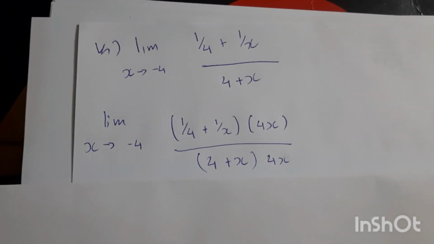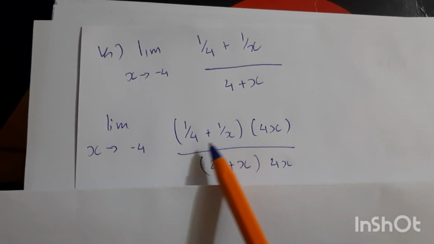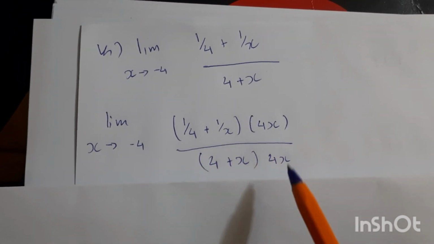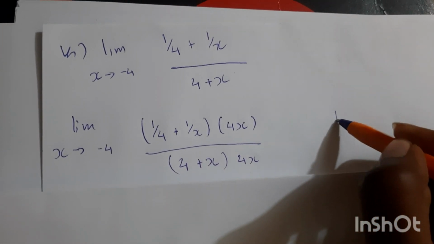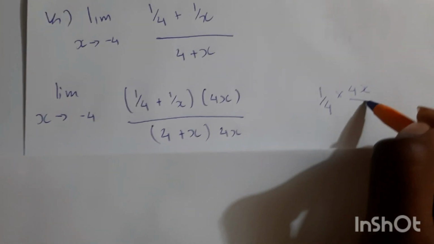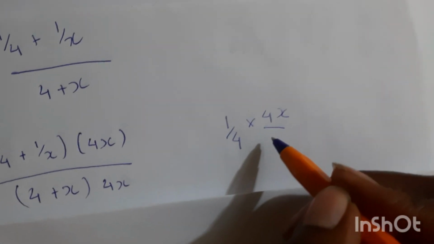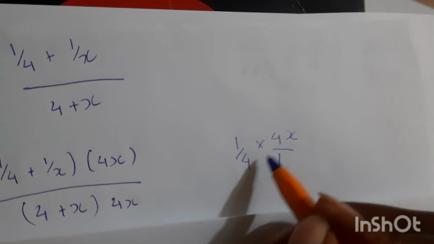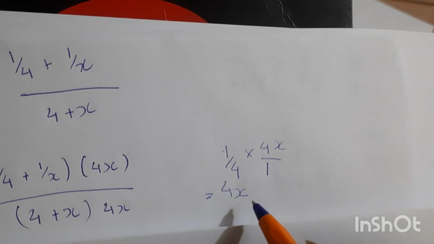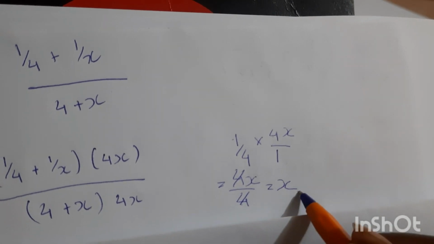So we're going to end up with this. The product of the denominators is 4x. So 4x times 1 over 4, and in the denominator 4x times the other part. There's automatically a 1, so you multiply it directly. So 1 times 4x over 4: these two 4s will cancel, which will leave you with an x.